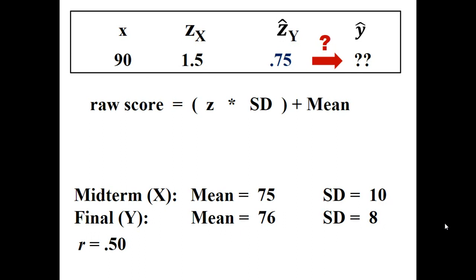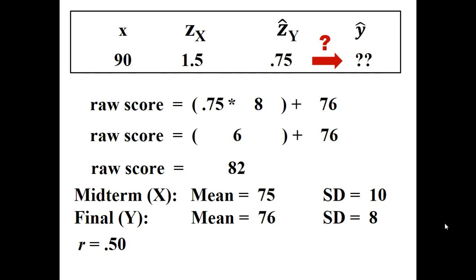So we just have to plug in the numbers now. The z-score we're working with is 0.75. So we substitute that in. The standard deviation is 8, so we plug that in. Now, incidentally, because we're dealing with the z-score of y, we have to be careful to use the standard deviation of y and not the standard deviation of x. Next, the mean of y is 76, so we plug that in. And now we just do the algebra.